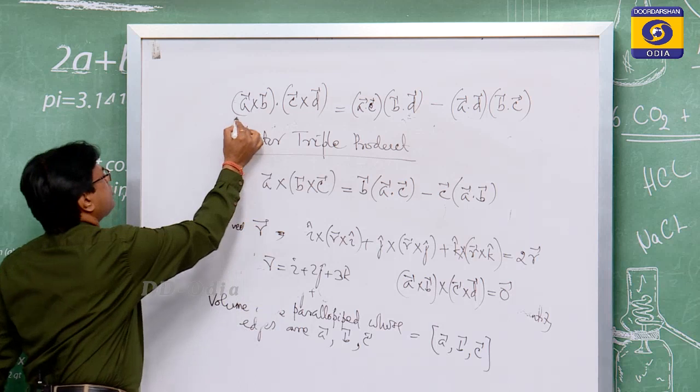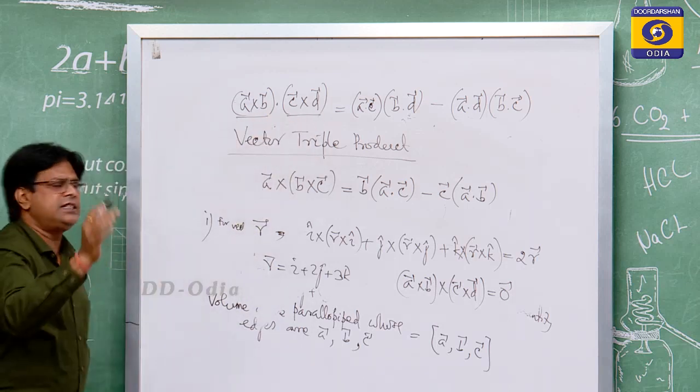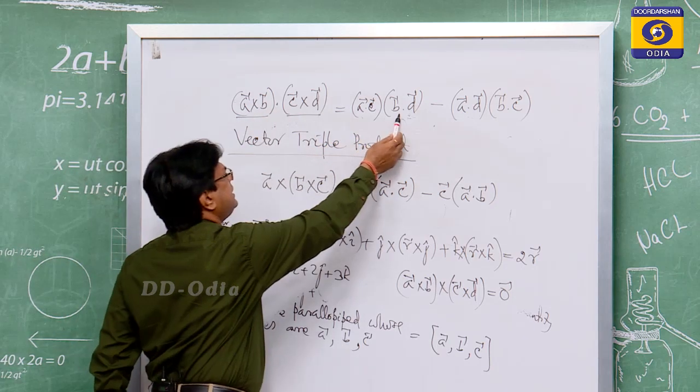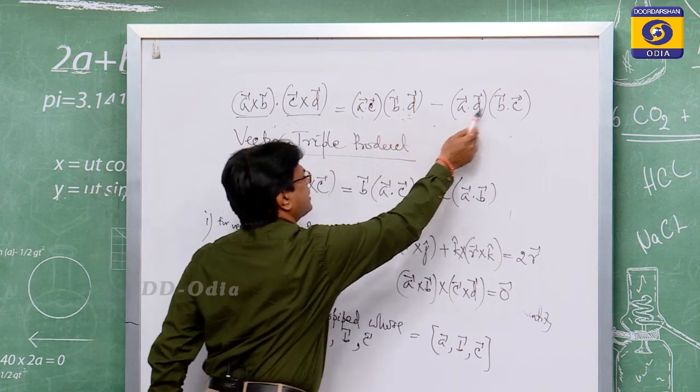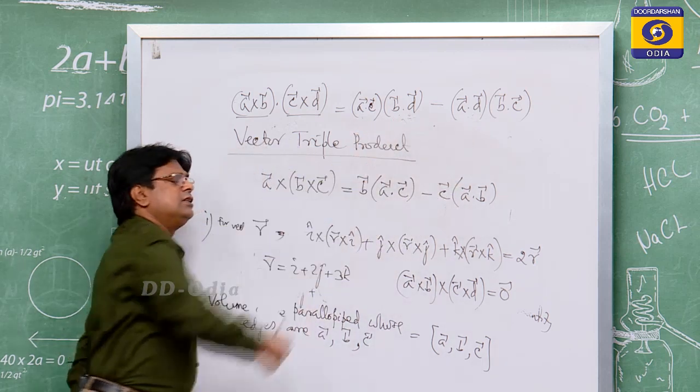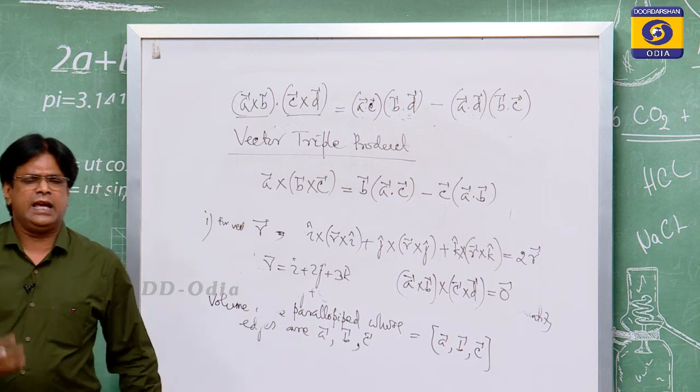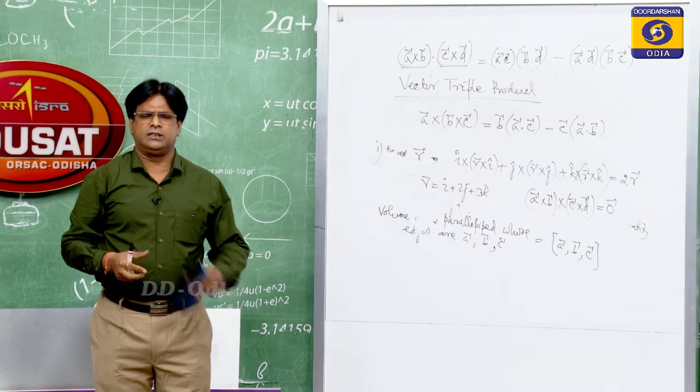So, this is your vector quantity, this is a vector quantity. Dot product means that is a scalar quantity. Here is a scalar quantity, this is also scalar, this is also scalar. The two scalars are subtracted, again giving the result as a scalar quantity.